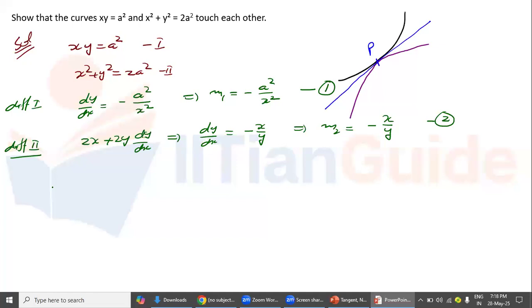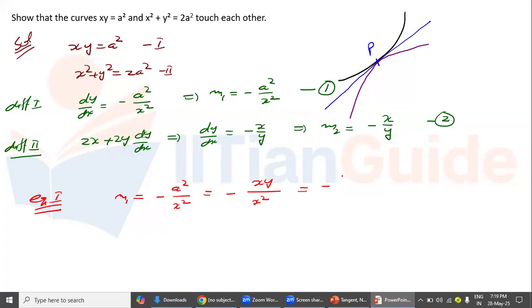Equation number 1, I'm going to write in a different manner. Equation number 1, I got m1, that is minus a square by x square. I can write that to be minus the value of a square from the first equation, that is xy, divided by x square. So what I am getting is minus of y by x. Am I right?